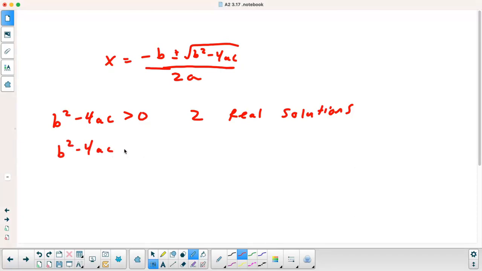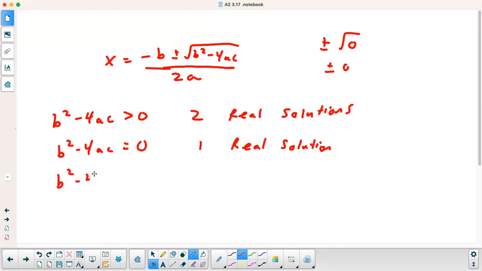If it equals 0, we're going to have one real solution. And again, why? Because when I square root 0, I get 0. So if I add 0 and then subtract 0, it's the same number, okay? And then the last part is when it's less than 0, we have two complex solutions. And complex numbers you should know by now are non-real. So that would make sense.